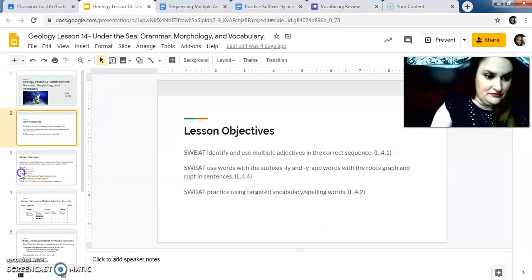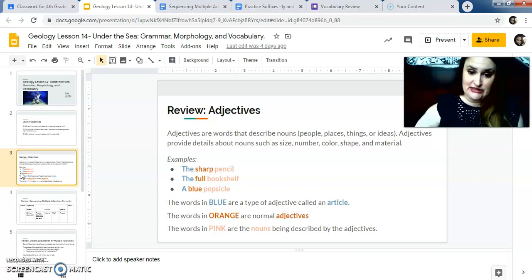All right. Reviewing adjectives. Remember, adjectives are words that describe nouns: people, places, things, or ideas. The example here is the sharp pencil. Sharp is the adjective, the is the article, and pencil is the noun. So you can review this. The words in blue are a type of adjective called an article. It just tells us which noun we're talking about. The words in orange are regular adjectives that usually describe size, number, color, shape, material, etc. And the words in pink are what is actually being described, and they are the nouns.